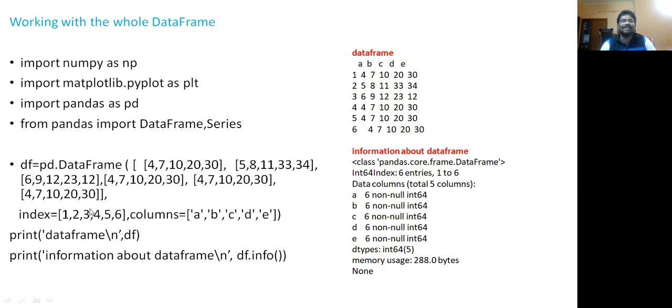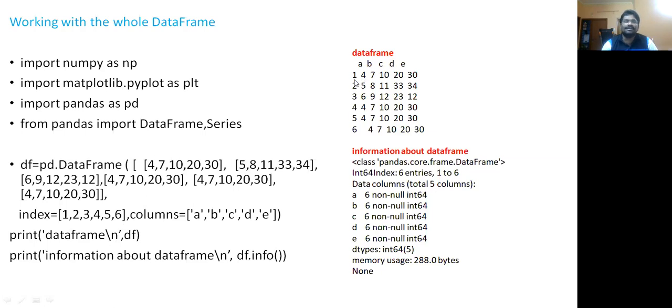And for the index and each column name we can specify. Index is 1, 2, 3, 4, 5, 6, and column names we can mention as A, B, C, D, E. So the columns are a list and the index is a list. When you print the value of df, we get the output like this, with columns A, B, C, D, E.